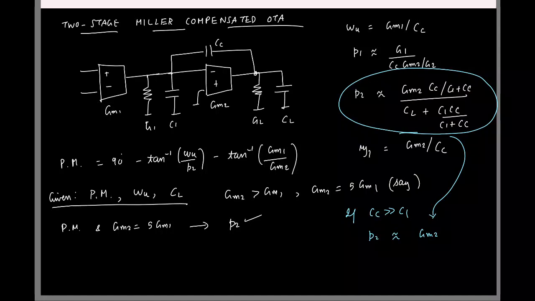As long as CC is greater than C1 and CL is greater than C1, I can approximate this as GM2 by CL. Okay. So now from P2 what can I find? GM2 I can find. So from P2 I can find what is GM2. That is it. Once GM2 is known, what can I find? GM1 I can find because I assumed GM1 to be 1/5 of GM2.